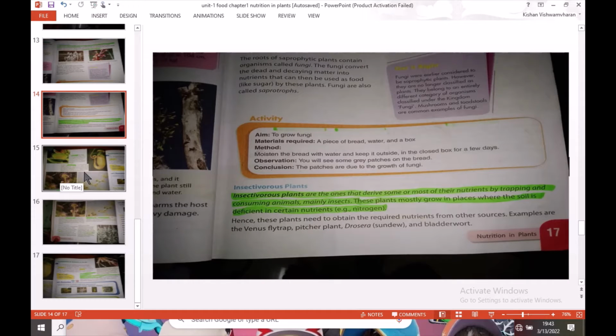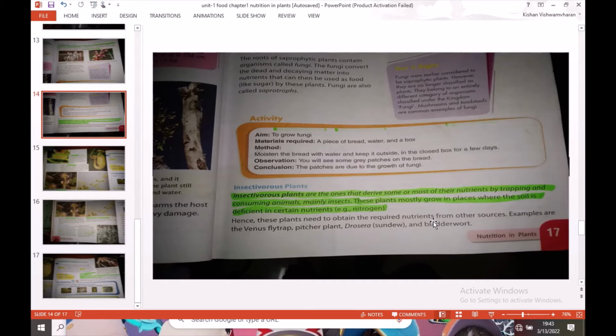Next we go to insectivorous plants. Insectivorous plants depend fully on insects. Some insectivorous plants also eat rats and lizards. They usually trap them.